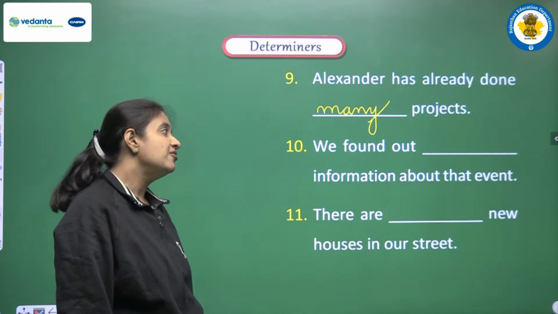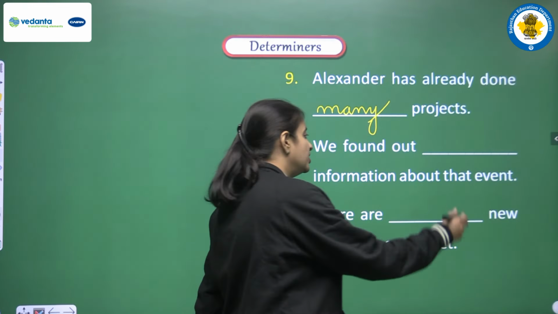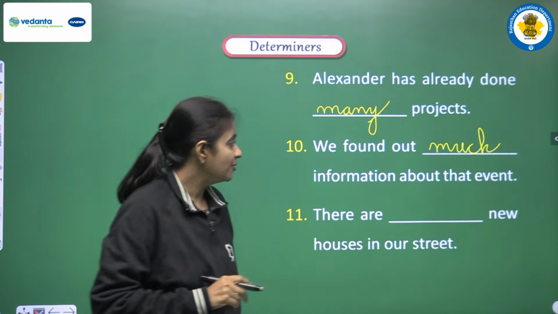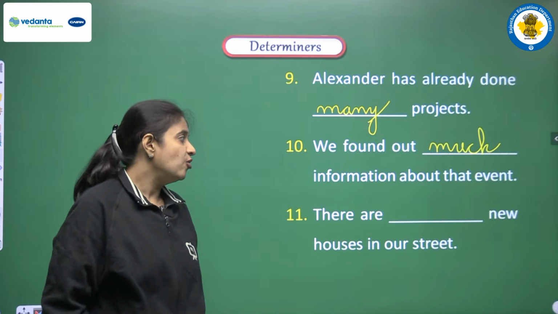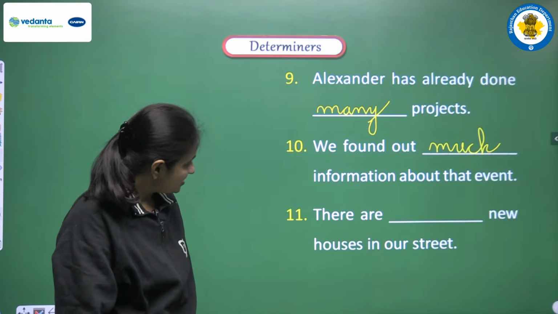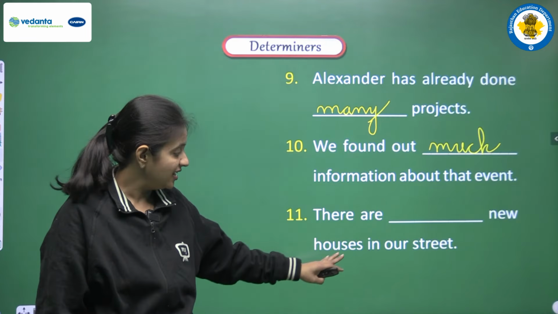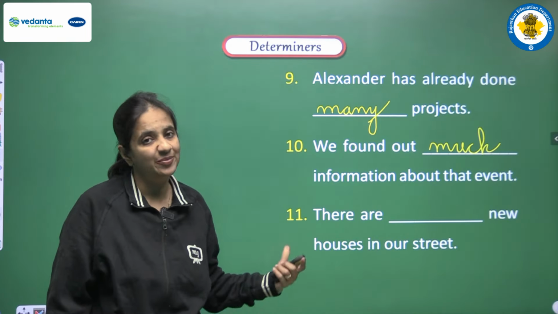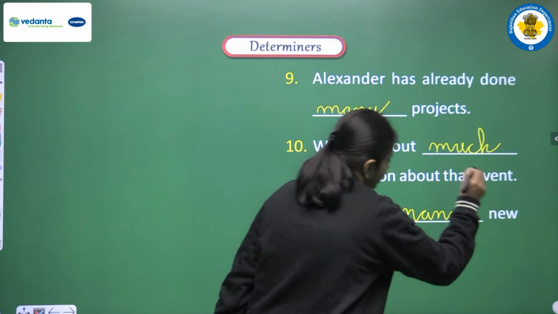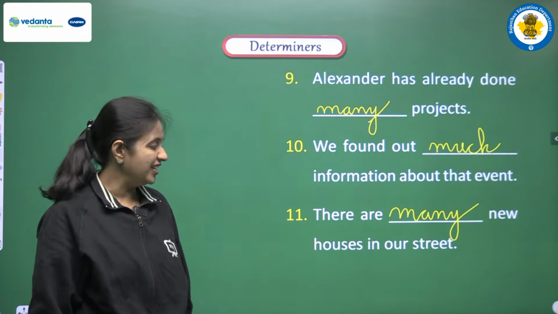Next sentence, we found out information about that event. So here in this blank our answer will be much. And the complete sentence will be, we found out much information about that event. Next is, there are new houses in our street. So we can say that to show houses, that is a countable noun, we have to use many. And the sentence will be, there are many new houses in our street.